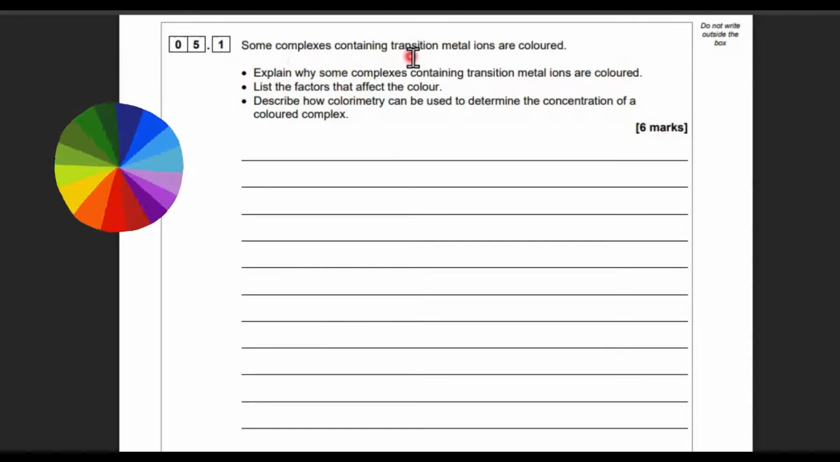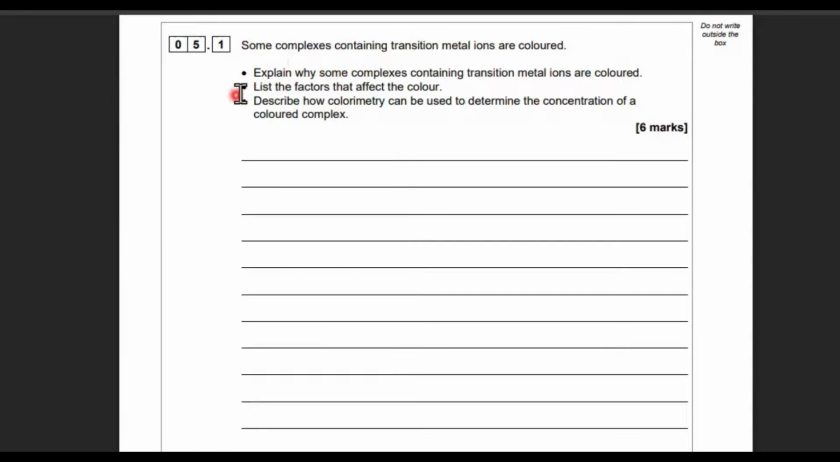So let's get into this one. Some complexes containing transition metal ions are colored. Explain why some complexes containing transition metal ions are colored. List the factors that affect the color. Describe how colorimetry can be used to determine the concentration of a colored complex. This is worth 6 marks.